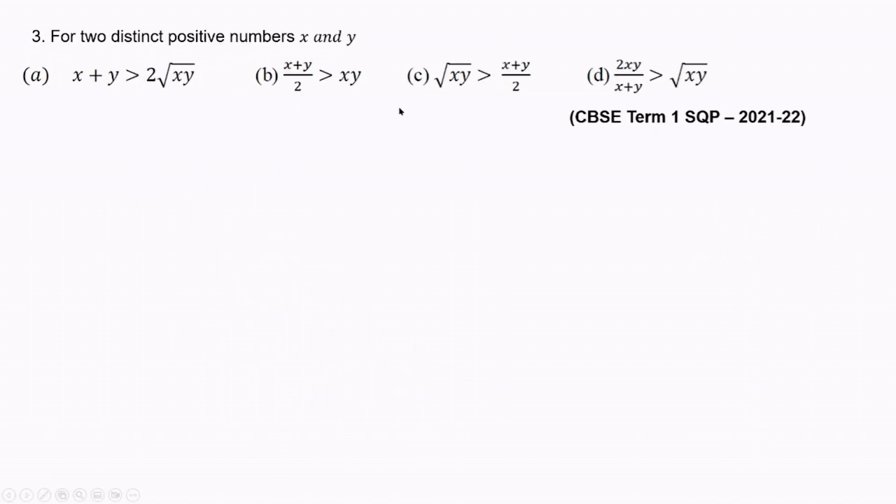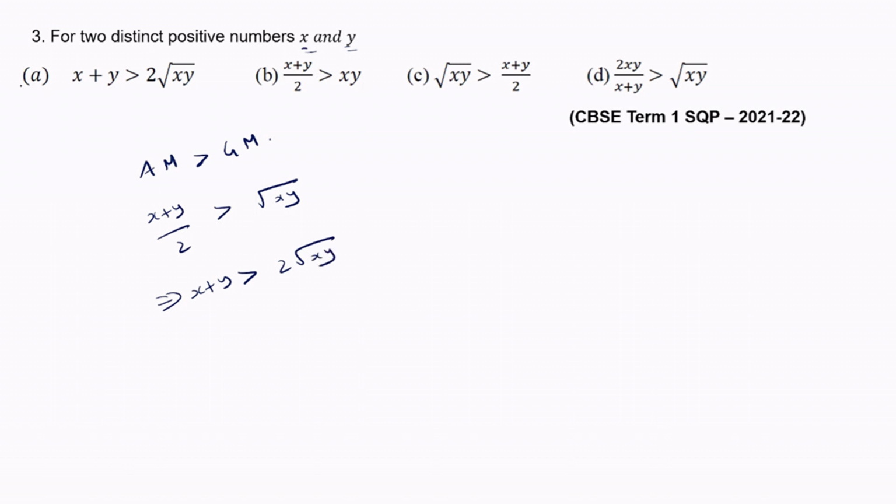And now we have the questions from last year's term 1 sample question paper. For two distinct positive numbers x and y, we have to see which inequality will hold. When we have two distinct positive numbers, then their arithmetic mean is greater than geometric mean. So here the arithmetic mean of x and y is (x plus y) by 2 and the geometric mean is root of xy. So (x plus y) by 2 is greater than root xy. From this we get x plus y greater than 2 root xy. So the correct option is option A.